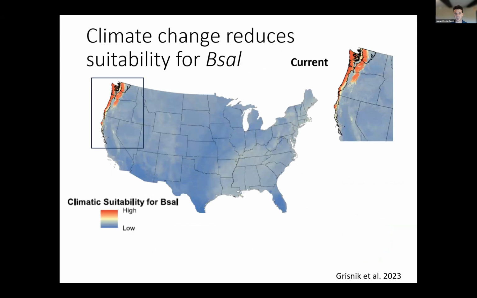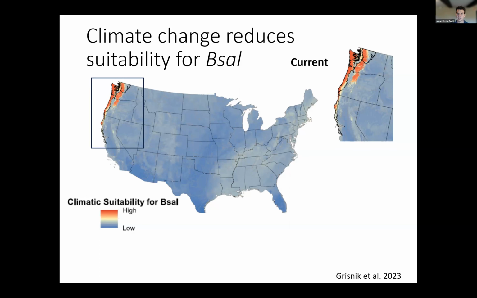Let's switch gears a little bit to talk about climate change and B-cell. I'm going to preface this by saying both of these fungal pathogens tend to not tolerate warmer temperatures. Both B-cell and BD die at temperatures not too far above room temperature. So this is a projection of current climatic suitability for B-cell in the continental US. You can see, of course, here in the Pacific Northwest, we have some of the most suitable habitats for B-cell, at least from a climatic perspective.